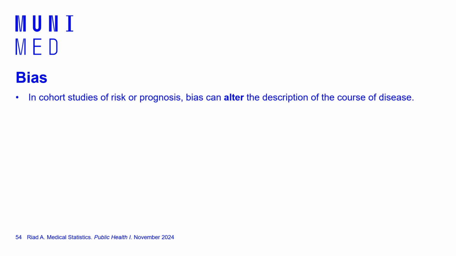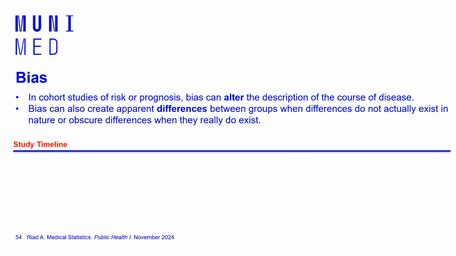As a quick summary for the types of bias, I can show you here a timeline of a cohort study. At the beginning, you can have sampling bias, and this can happen when the patients in one arm of the study are systematically different from the patients in the other arm or group.